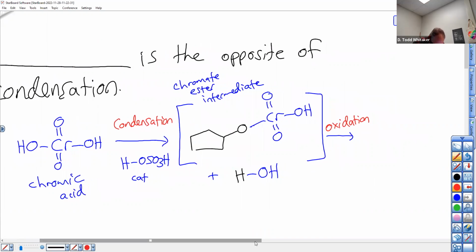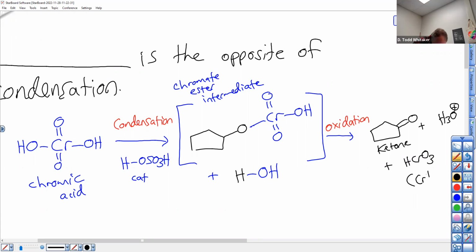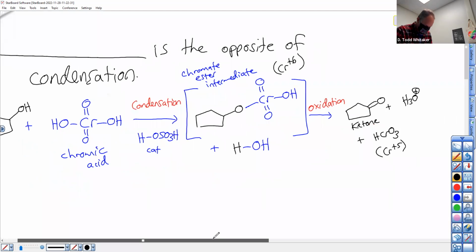And you get three products from two. Ketone, in this case. Hydronium. And reduced chromium. Cr plus 5 when you used to have Cr plus 6. 6 bonds to oxygen versus 5. Big picture. Then we can fill out the blank upstairs.